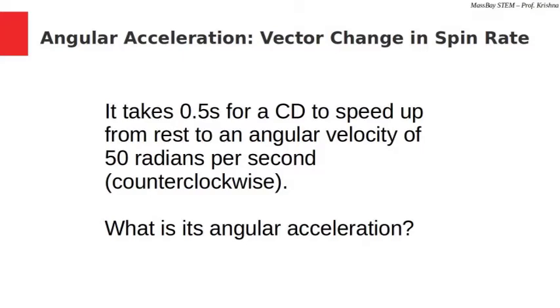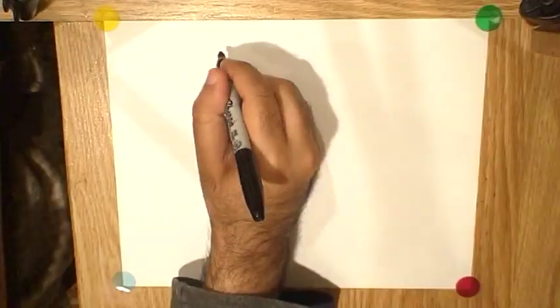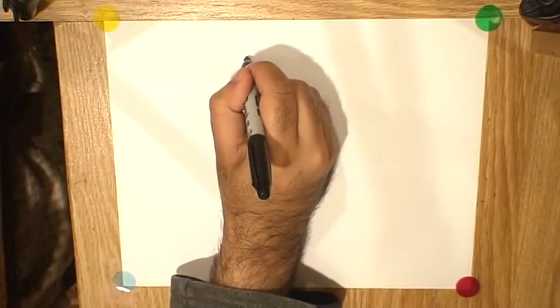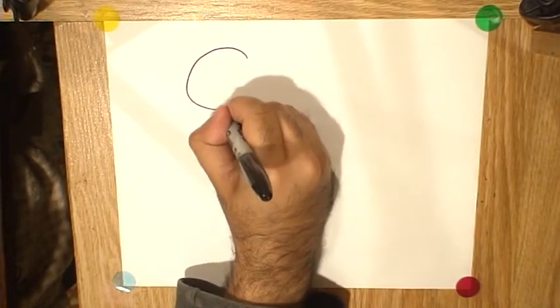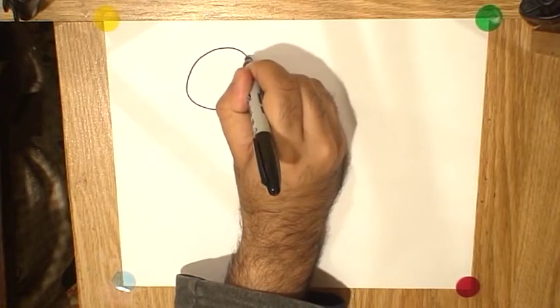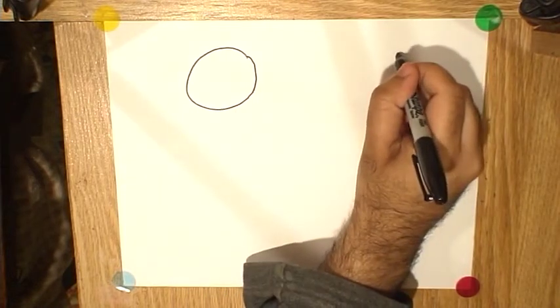Consider this question. It takes 0.5 seconds for a CD to speed up from rest to an angular velocity of 50 radians per second counterclockwise. What is its angular acceleration? In this question, we start with a CD, which we're going to take 2 photos of.